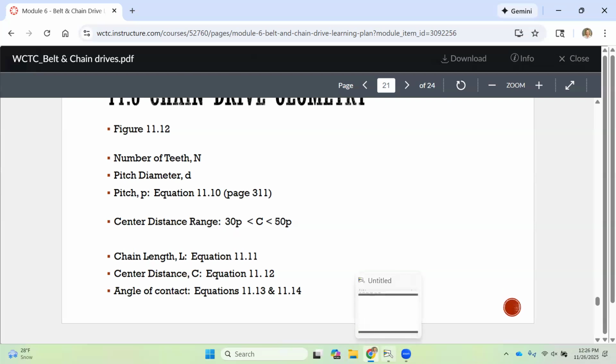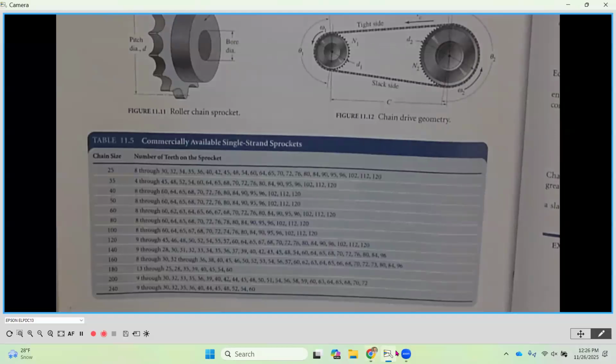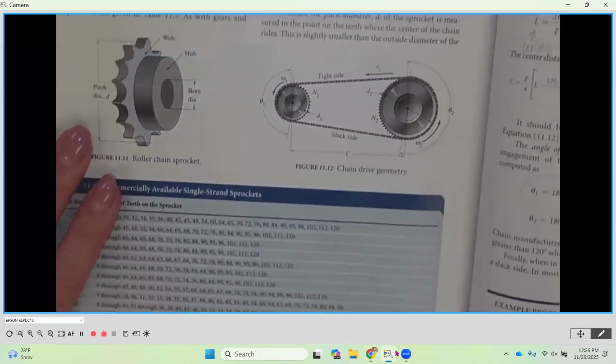Now, just like we did for belts, we had that very same type of an application where we needed to find the range.